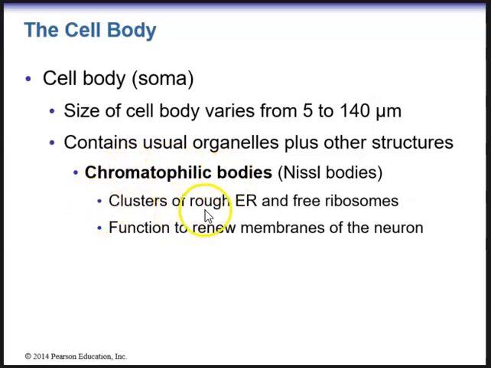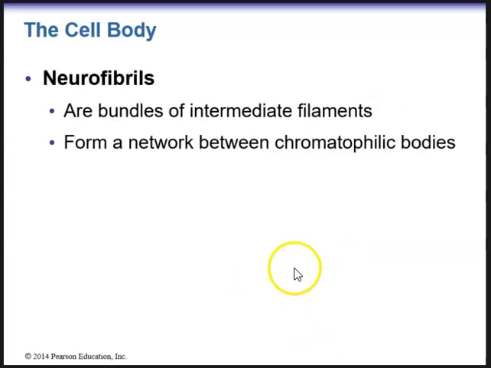Chromatophilic bodies are clusters of rough ER, or rough endoplasmic reticulum, and free ribosomes. They help to function to renew membranes of the neuron. So we know that the rough ER is responsible for making proteins, and proteins are important to help renew membranes of the neuron. Another structure are the neurofibrils. So neurofibrils are bundles of intermediate filaments. They form a network between the chromatophilic bodies.